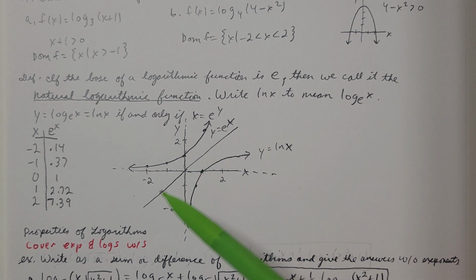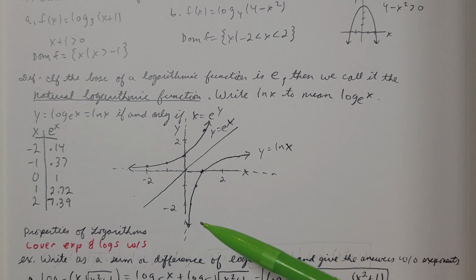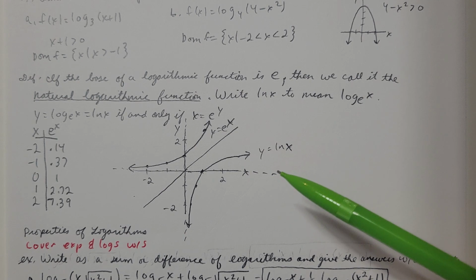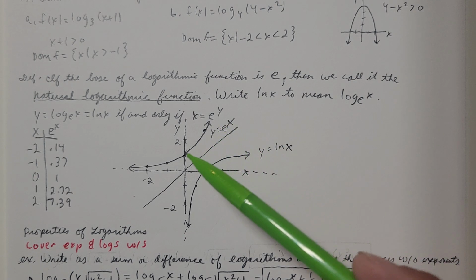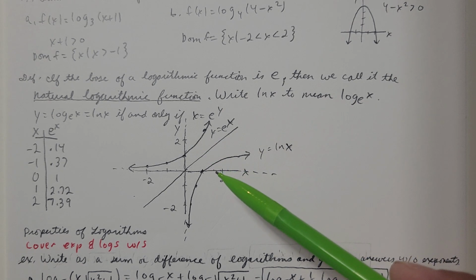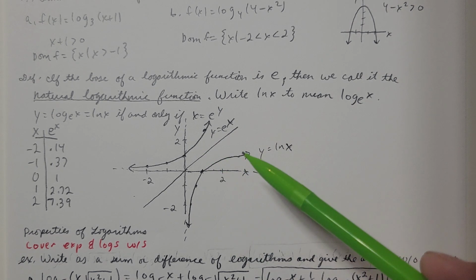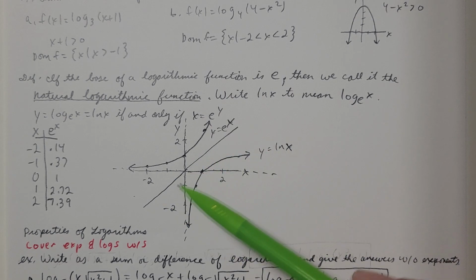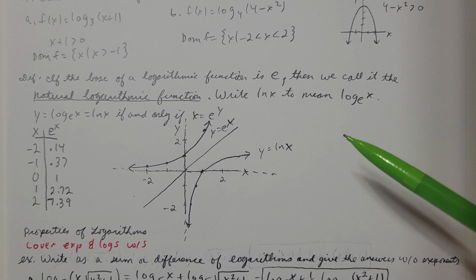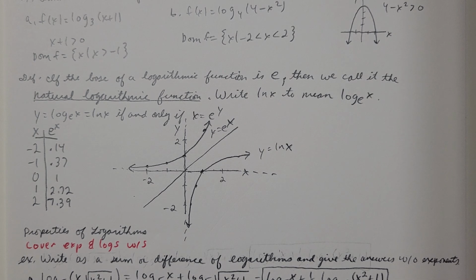And here's the line y equals x. So, one way to say how I got the graph of y equals the ln of x is I took the graph of y equals e to the x and rotated it about the diagonal line. In other words, these two curves are symmetric about the diagonal line. That will always happen. Whenever you graph an exponential and a logarithm, its inverse, those two curves will always be symmetric about the diagonal line y equals x.